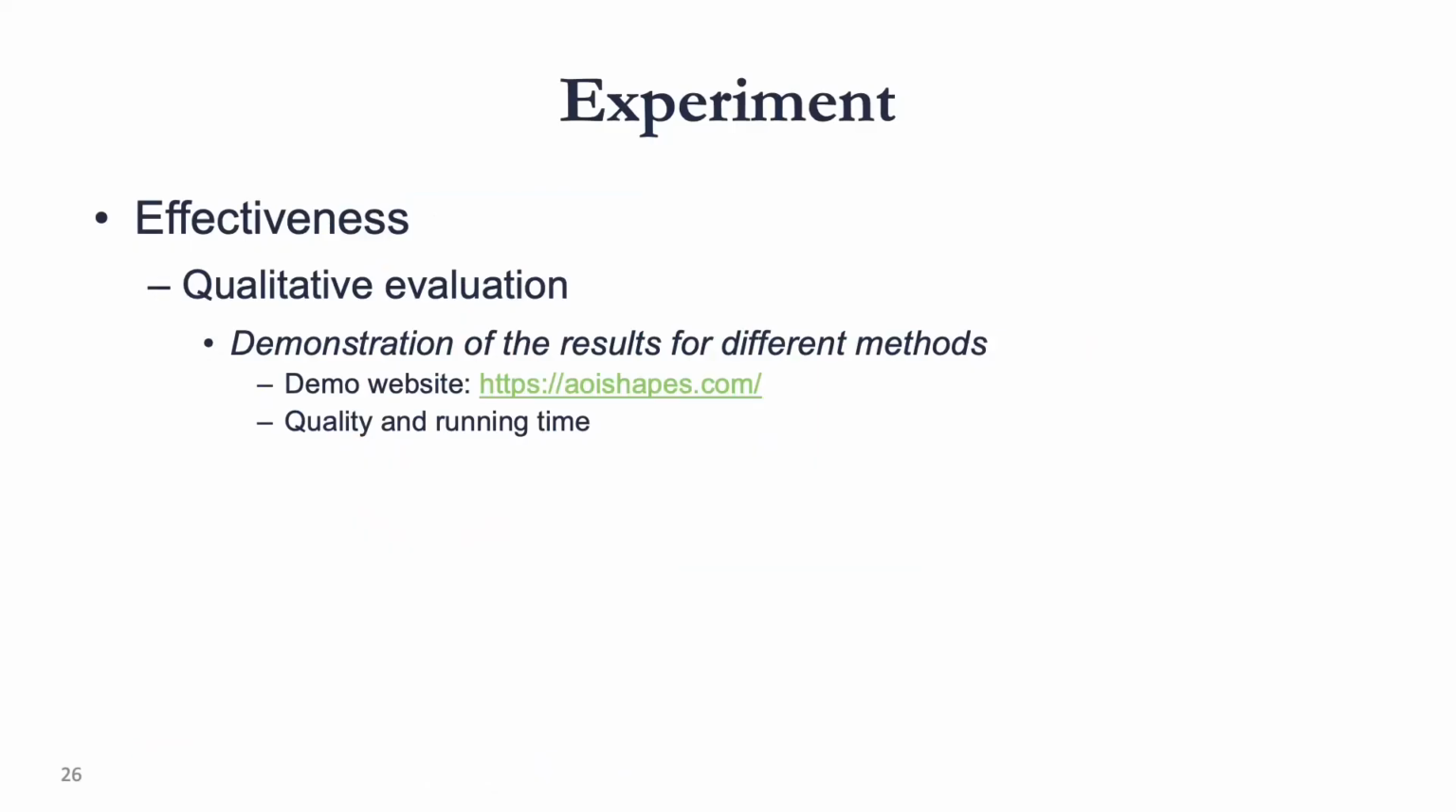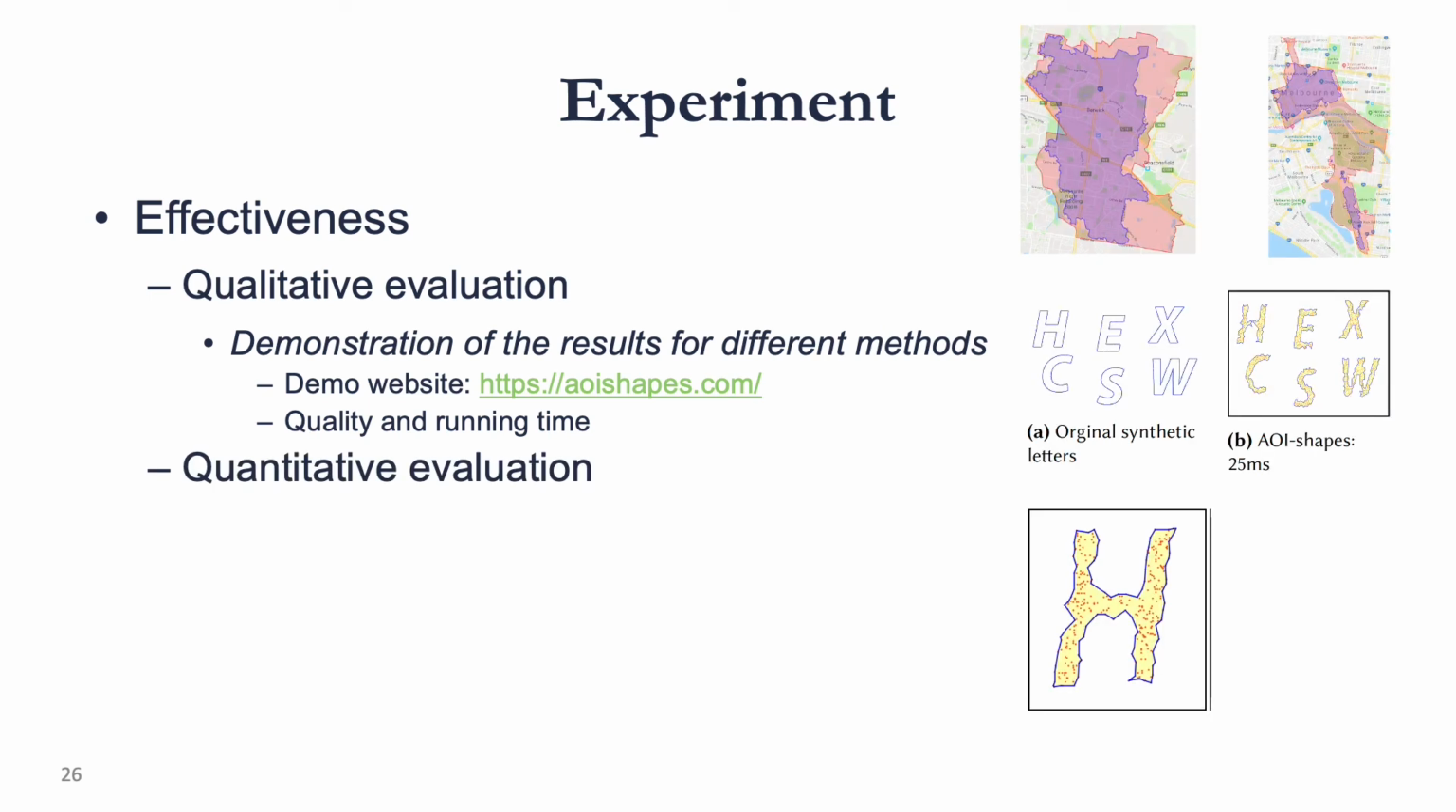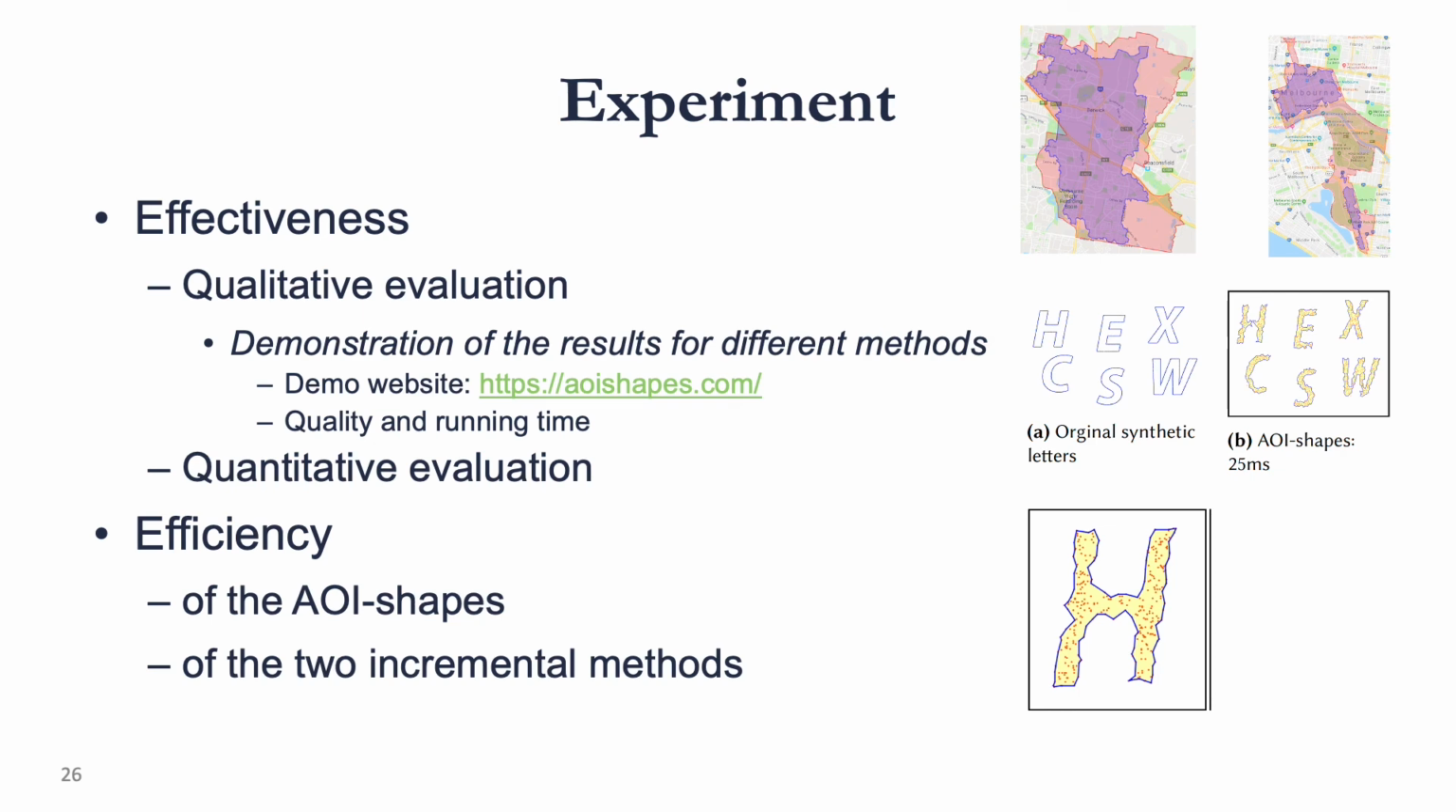Since the boundary of an AOI is usually vague and unknown, there is actually no ground truth of AOI for quantitative evaluation. However, to quantitatively compare our algorithms with existing methods, we conducted experiments by reconstructing footprints derived from known ground truth regions, such as city boundaries, and we created 4 datasets and reported the results in our paper. We also gave a quantitative evaluation for the efficiency of AOI-shapes and the incremental methods in the paper.